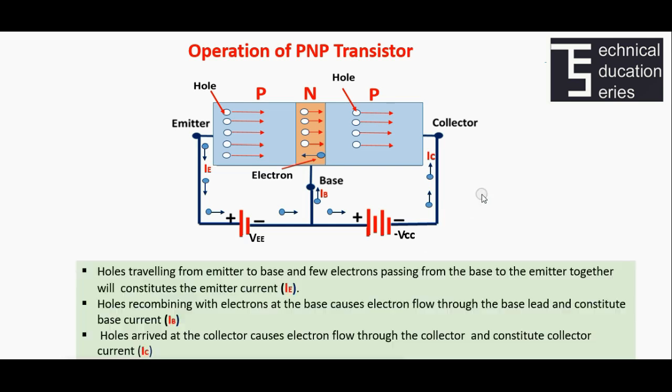Let us summarize the operation. Holes traveling from emitter to base and a few electrons passing from the base to the emitter together will constitute the emitter current IE. Then holes recombining with the electrons at the base cause electron flow through the base lead and constitute base current IB. Holes arrived at the collector cause electron flow through the collector and constitute collector current IC.